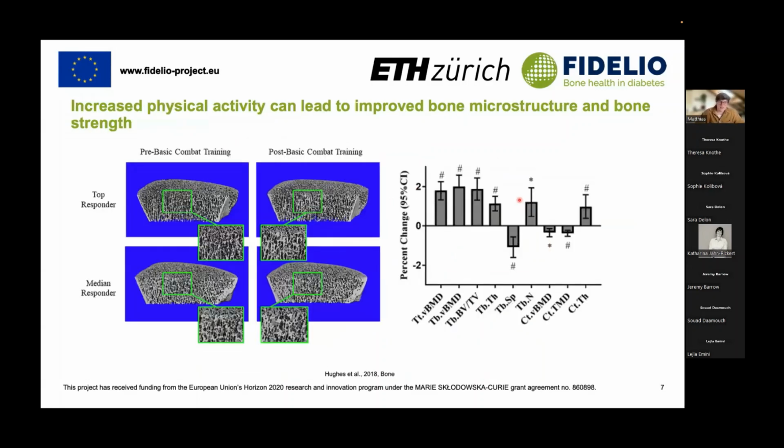So some indications of this load-driven bone remodeling process and adaptation of bone are, for example, that increased physical activity can lead to improved bone microstructure and bone strength. Here you can see a study where adult female recruits went through basic combat training, which is an 8-week program. You can see on the left side an HR-pQCT scan before the combat training and on the right side after. And you can really see here in the bone structure how these trabeculae have thickened and overall BMD has increased.